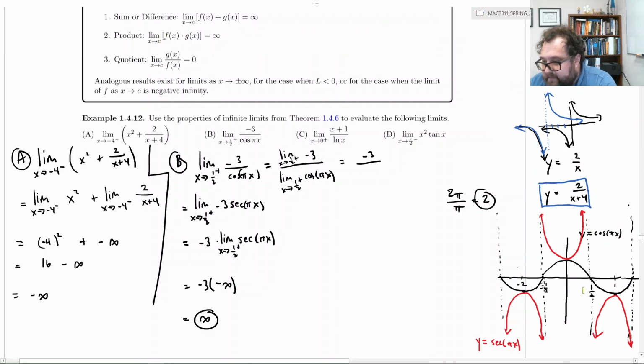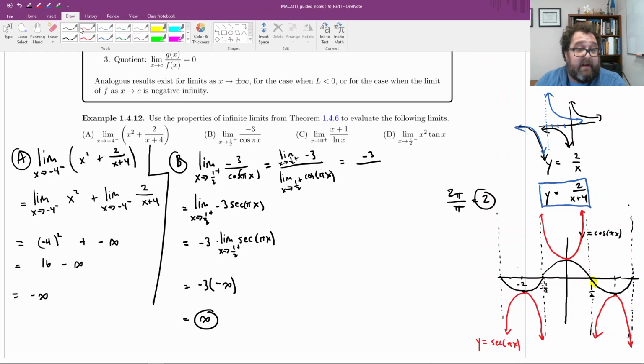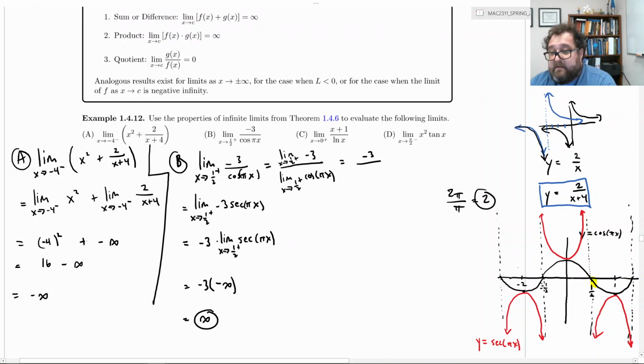If I highlight right here, how would you characterize those values right there? They are below the x-axis, so they're negative, and they are very close to the horizontal axis, so they're very small. This is not very mathematically rigorous, but what if I did this? -3 divided by a very small negative value.